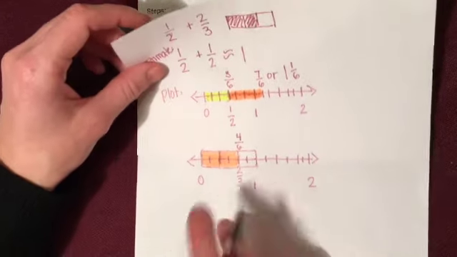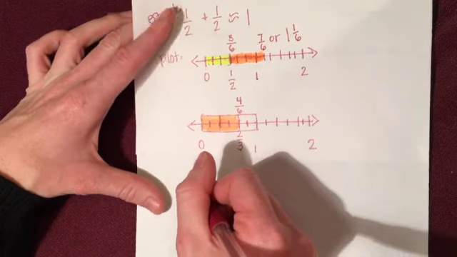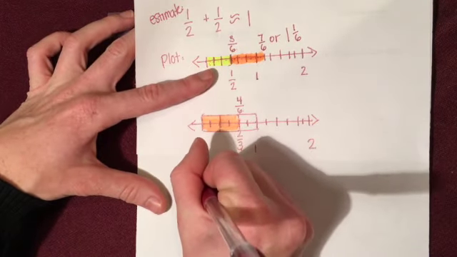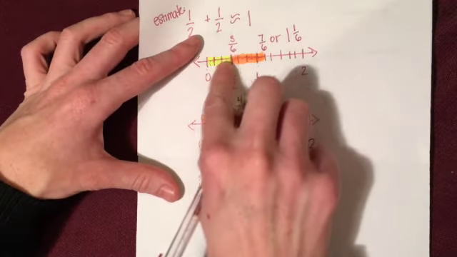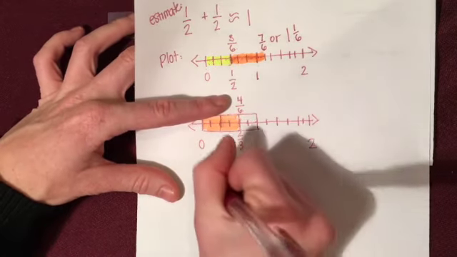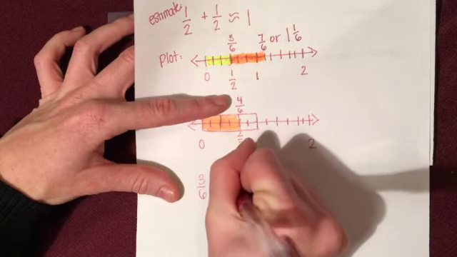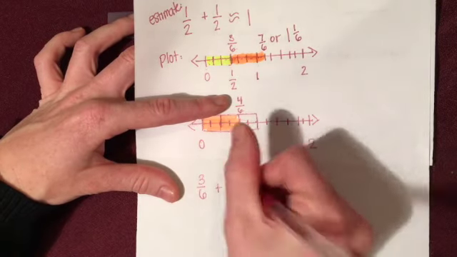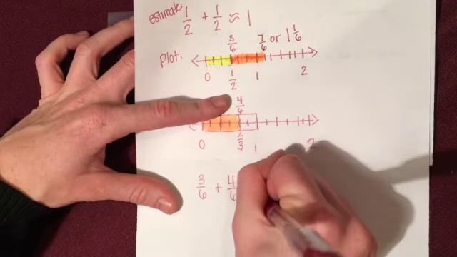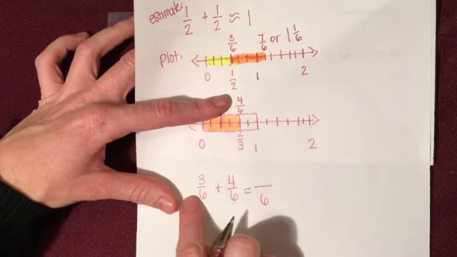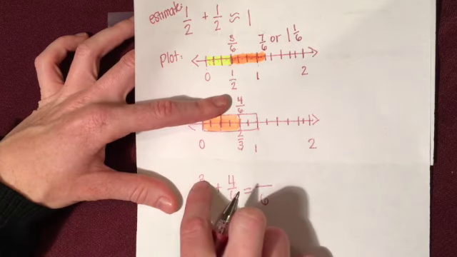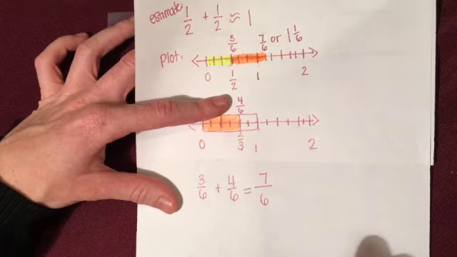So now I'm going to come down here and I'm going to add my 2. I have 3/6. My yellow number line was 3/6 plus 4/6. They have the same denominator, so I can go ahead and add them. So I have 6, the denominator stays the same, and I can add the numerators. 3 plus 4 is 7.